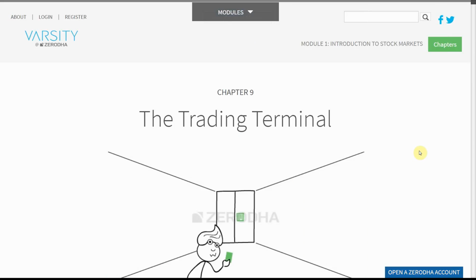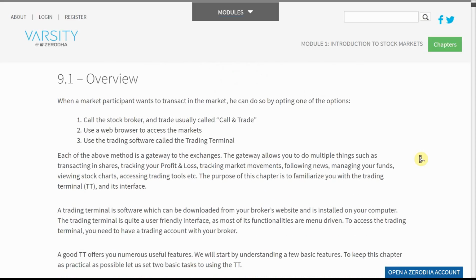Open a Zerodha account. Chapter 9. The Trading Terminal. 9.1 Overview.